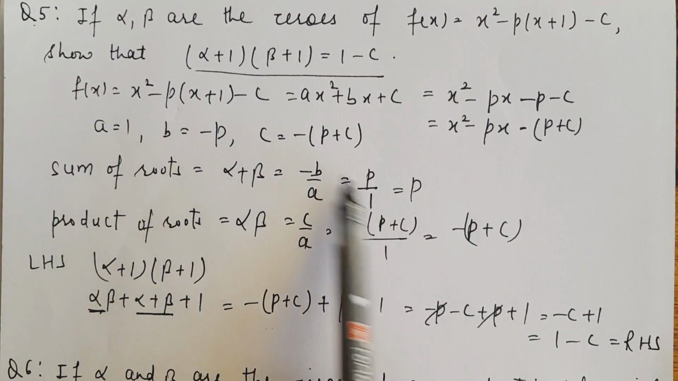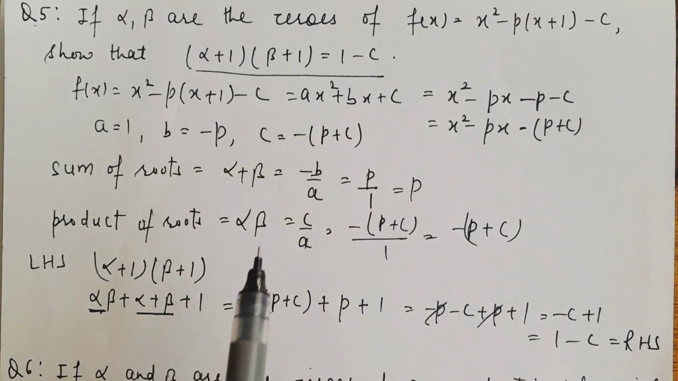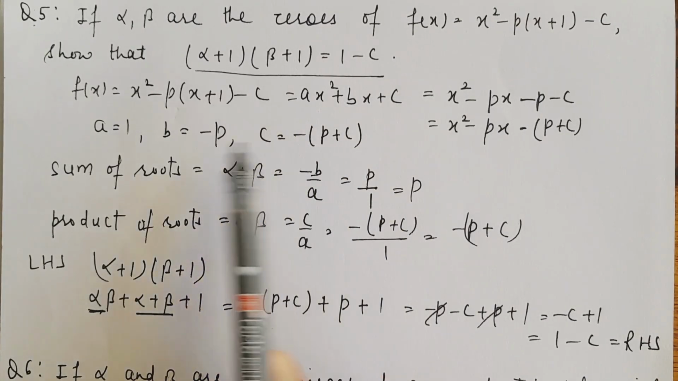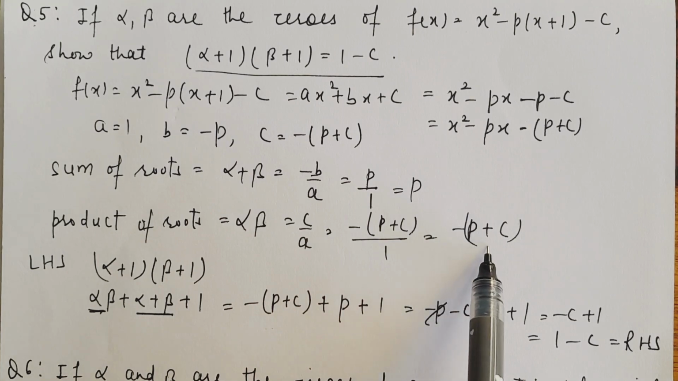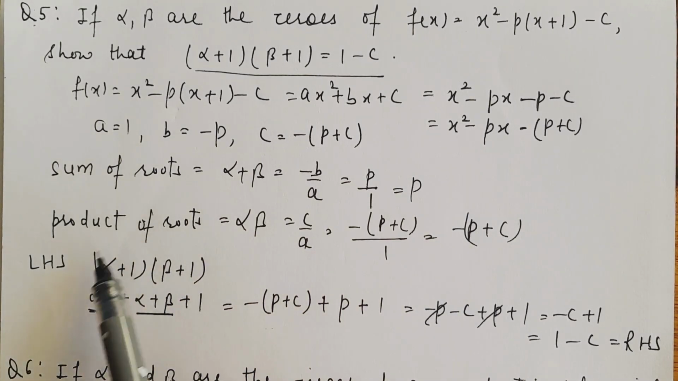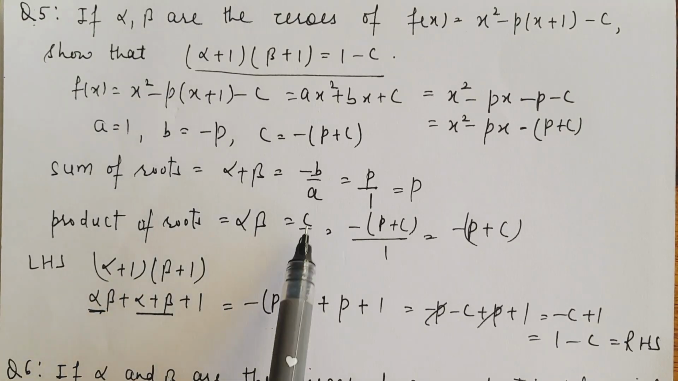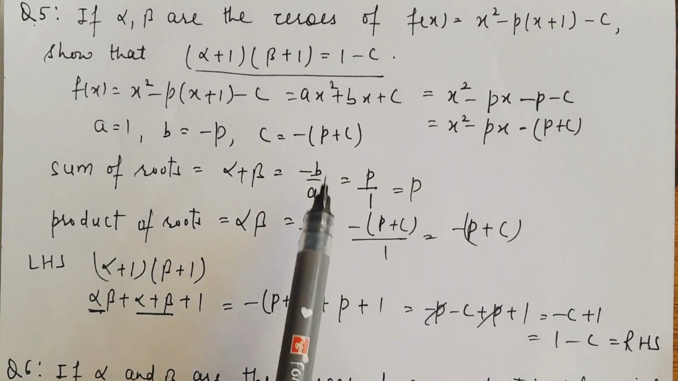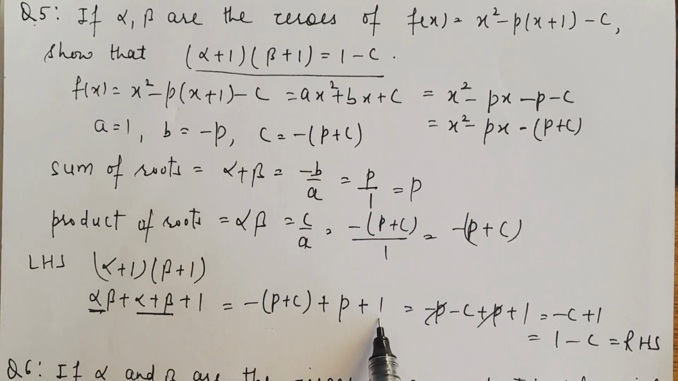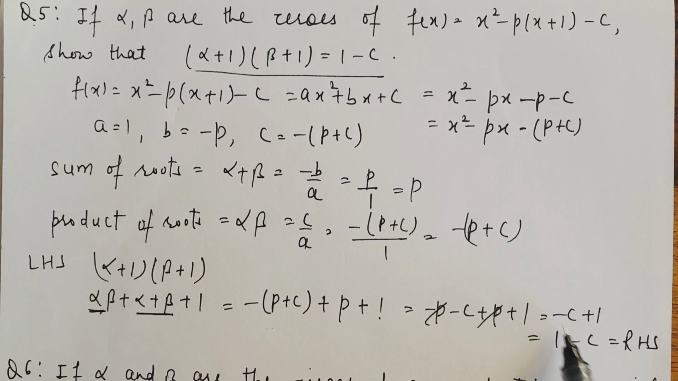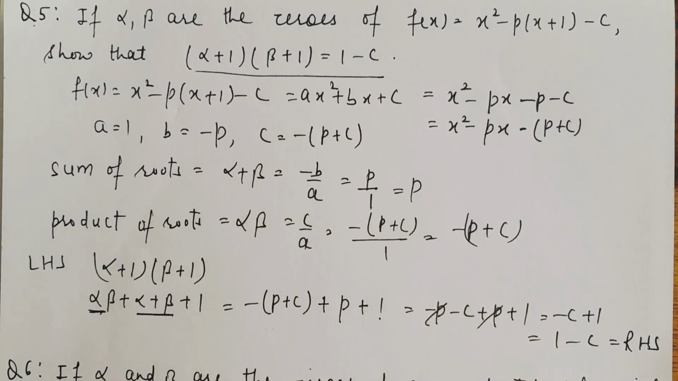-p will be plus p, a is 1, so p will be the sum of roots, and multiplication of roots is c by a. C is this, a is 1, so minus of p plus c. Now we have to find out the value of this. So we will multiply it: alpha beta plus alpha plus 1. Now alpha beta की वैल्यू भी हमारे पास है, alpha plus beta की वैल्यू भी हमारे पास है, plus 1 as it is. Simplify this and you will get it equal to the right hand side.